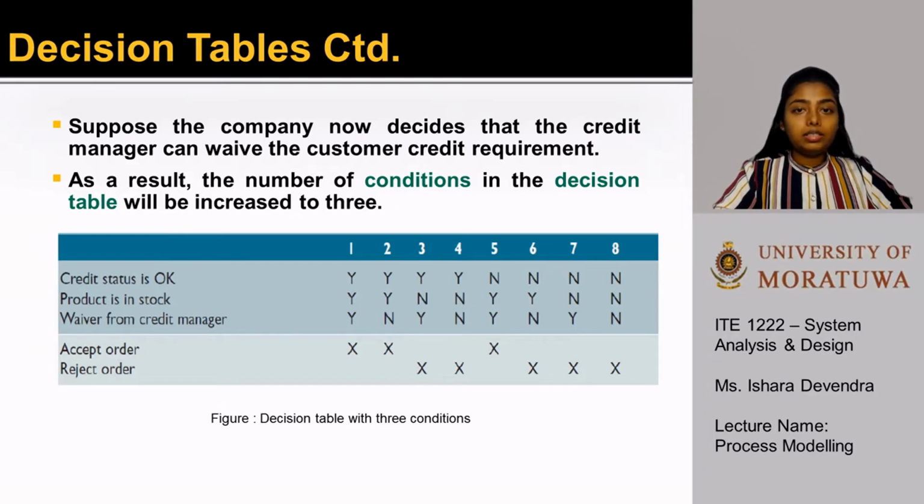Now suppose the company decides that the credit manager can waive the customer credit requirement. As a result, the number of conditions in the decision table will be increased to 3. Previously, there were only 2 conditions, credit status is okay and product is in stock, and now a new condition statement is added: the waiver from the credit manager. Therefore, the new table should look like the following.